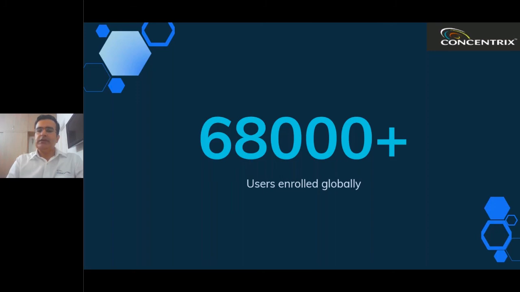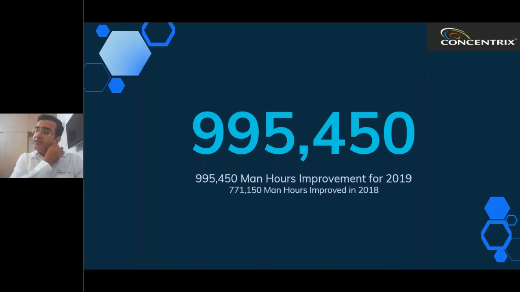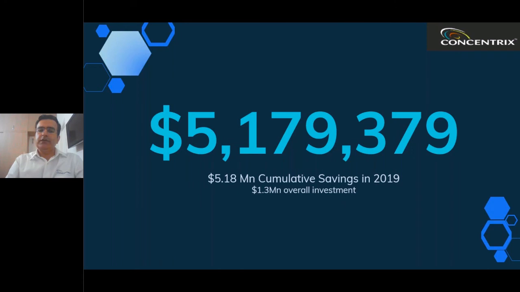Globally, we've got more than 68,000 people enrolled, and we had savings of 995,000 man hours, because we had more people logging in. People were logging in on time, and these many hours we were able to improve. And this is the dollar value saving, close to $5 million in the last year itself.